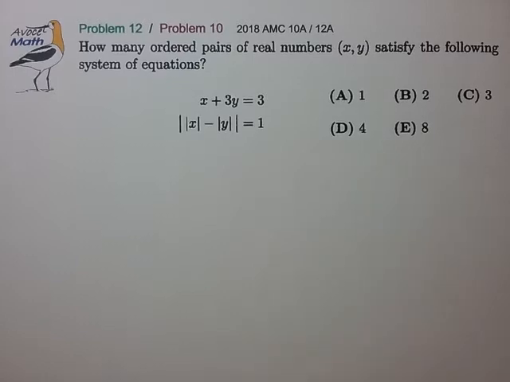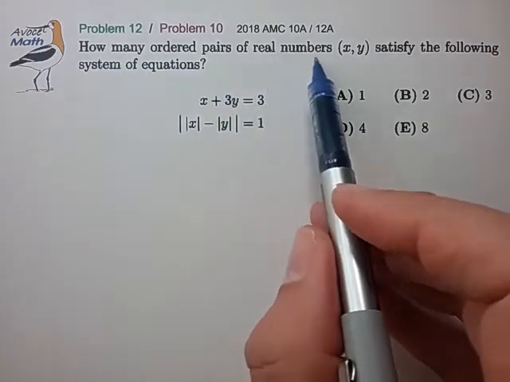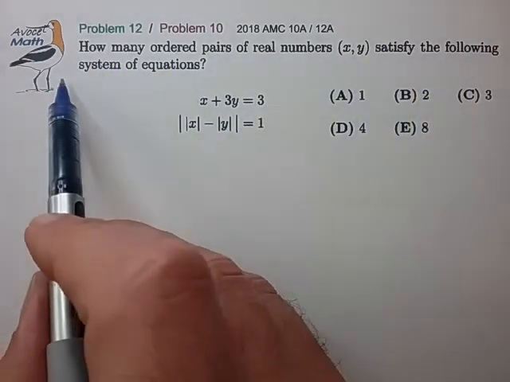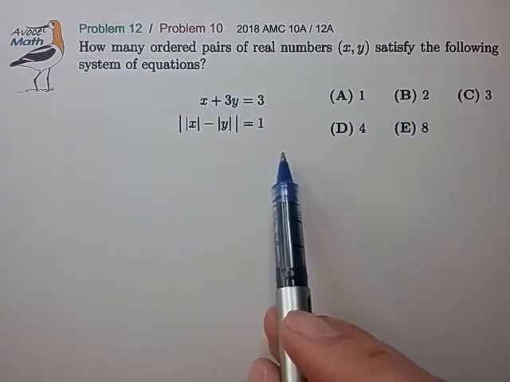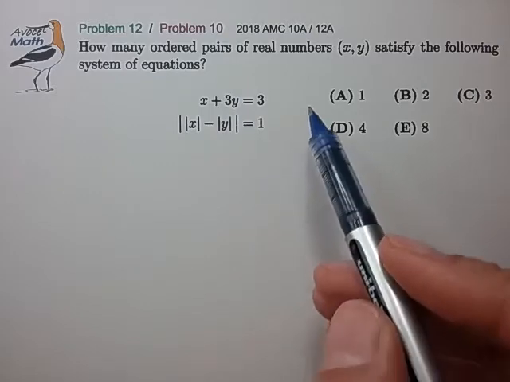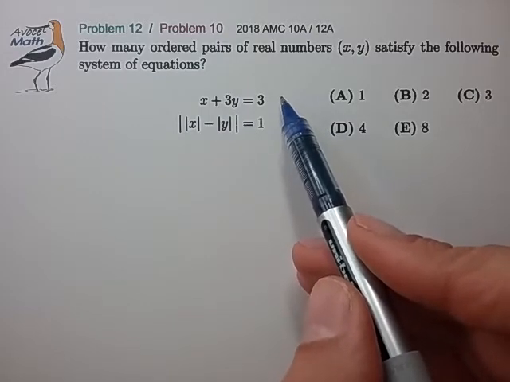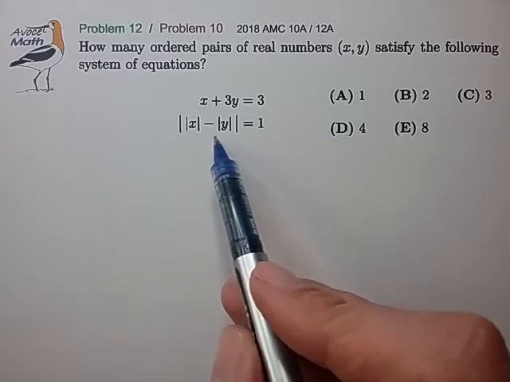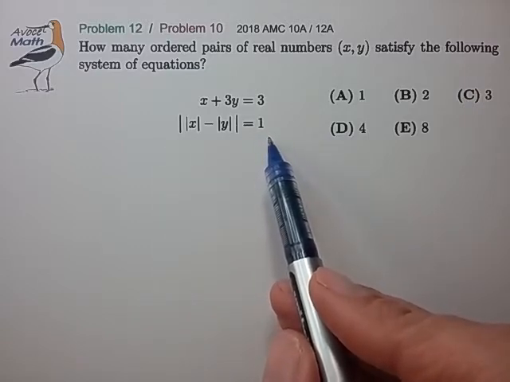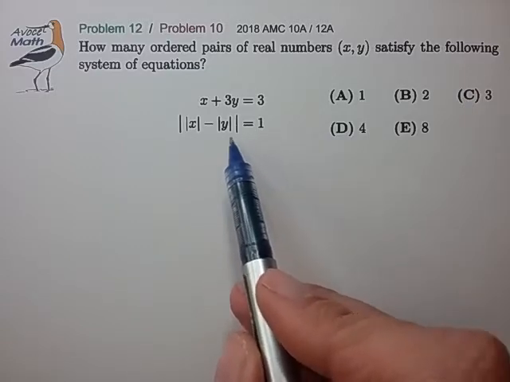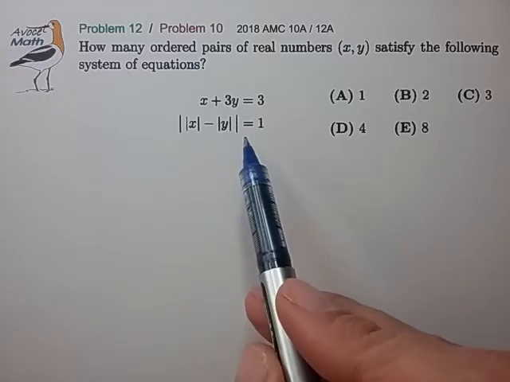Hi, this is problem 12 from the 2018 AMC 10A. How many ordered pairs of real numbers x, y satisfy the following system of equations? Okay, so this first equation is just a straight line, so we know how to handle that. But the second equation contains some nasty nested absolute value signs, which looks a bit scary.